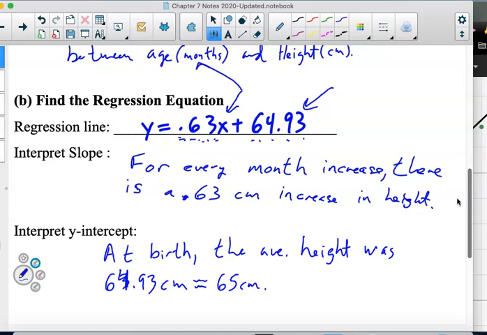What does the slope mean in terms of our problem? That's what we're changing by. The slope is always saying what we're changing by. And then the y-intercept is always our starting point. Okay?